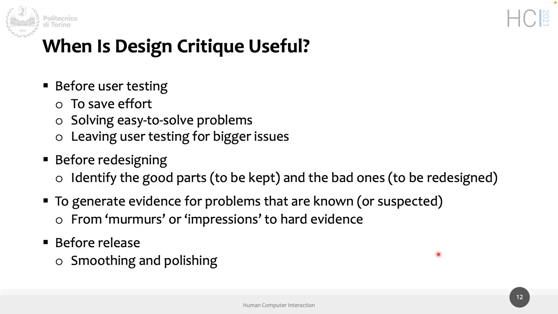It could be done before the user testing with actual users, with your target population. Why? Because it saves effort. Because it will allow you to skip and to solve the easy-to-solve problems. Because the expert will say, look, this button is problematic. You don't have to use continue. You have to use pay. So that your users, when you are recruiting from your target population, which maybe is more complex than recruiting an expert and a colleague of your course, in this case, you already have fixed all these kinds of things. So you start from a better starting point.